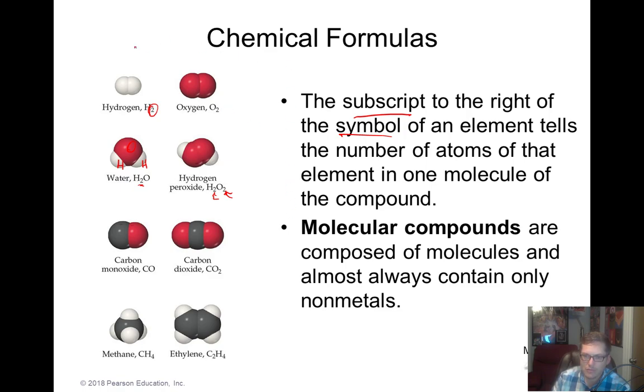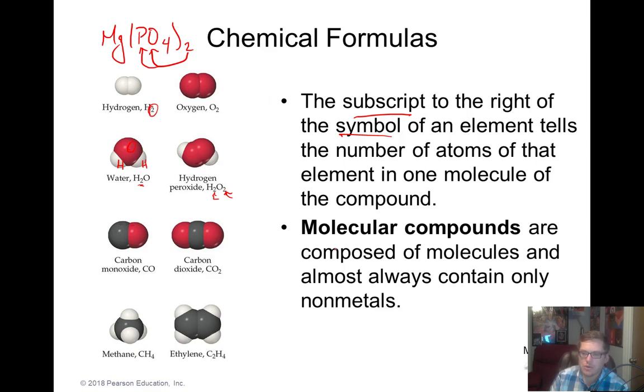Now, one thing to be careful of is if you see something like, say, you've got this guy. So we've got magnesium phosphate. Okay, you see this? This means that we need 2 of everything that's in these parentheses. So this 2 is going to apply to the oxygen and it's going to apply to the phosphorus. So we've got 2 phosphorus atoms and 8 oxygens in that molecule or ionic compound.